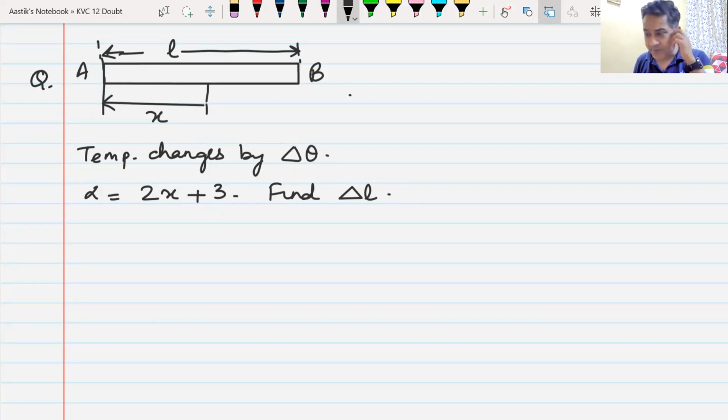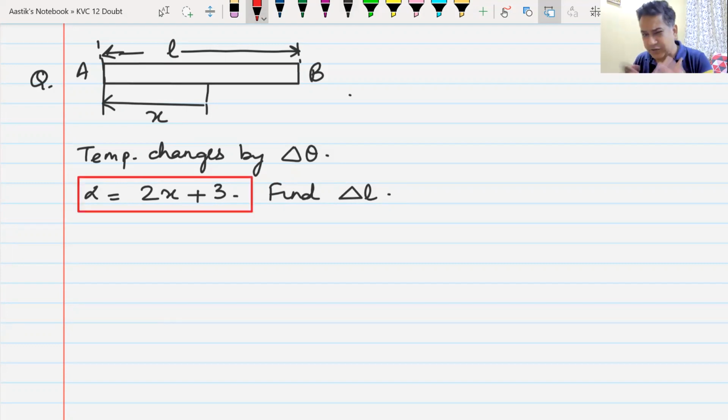You have a rod AB of length L, original length L. From the end A, if you move a distance x, the value of alpha varies like this: 2 times x plus 3. It could be any function, a simple function. Now the temperature of this rod is being changed by a temperature change of delta theta. You have to find the change in length delta L of the rod. Do we understand this? Yes, sir. You have 2 minutes to solve this.